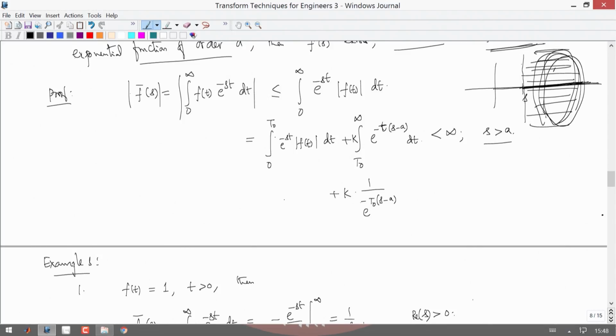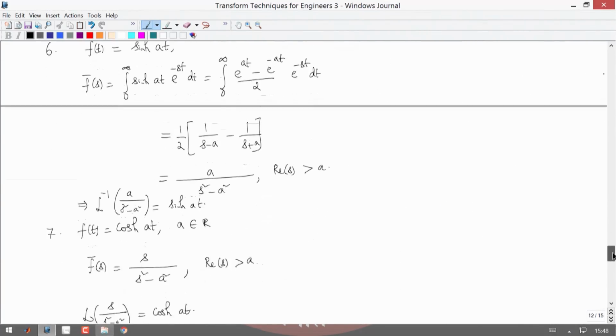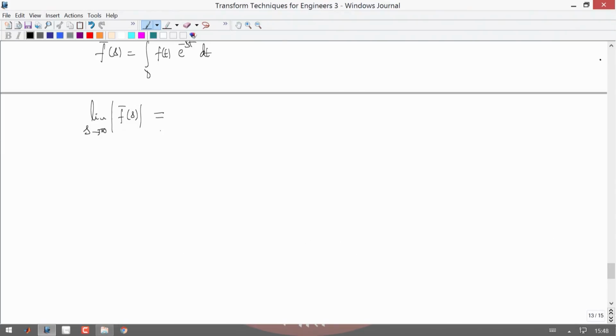For this one is some constant. Because f is a continuous function, this is some bounded quantity. So, for the integral of e power minus st, you will have e power minus st naught divided by minus s, minus e power at 0, which is 1 divided by s minus a. So, this is what you have. This goes to 0 as s goes to infinity, that is what you can easily see. Okay. So, because of this we can remark that as s goes to infinity, this is 0.